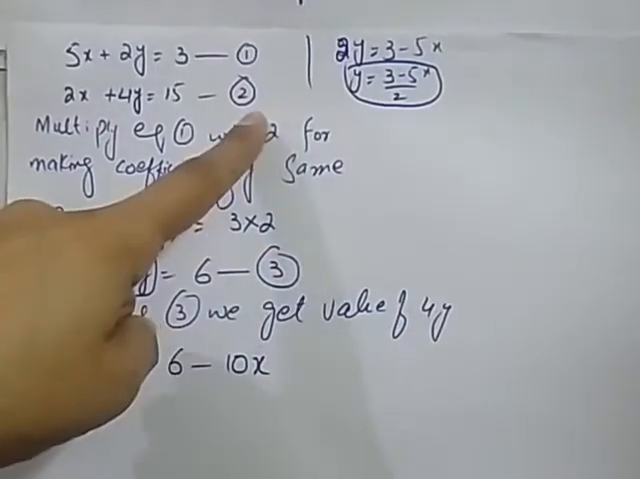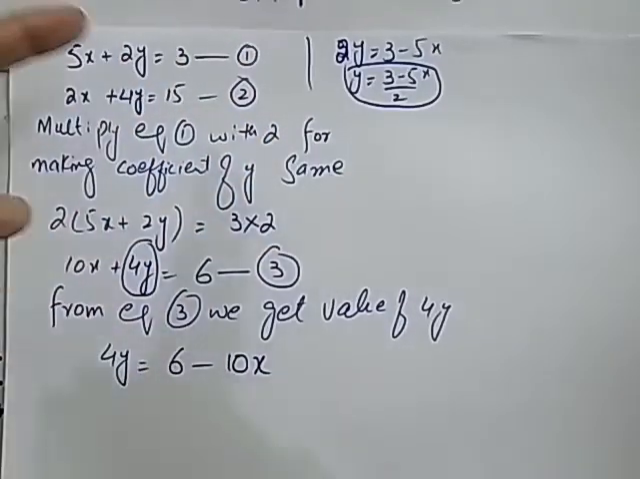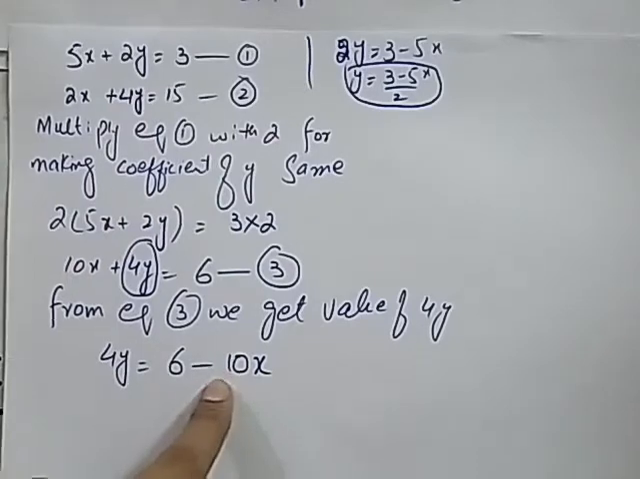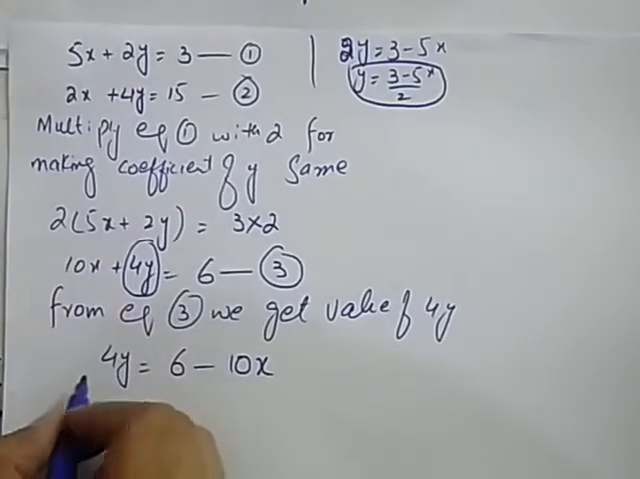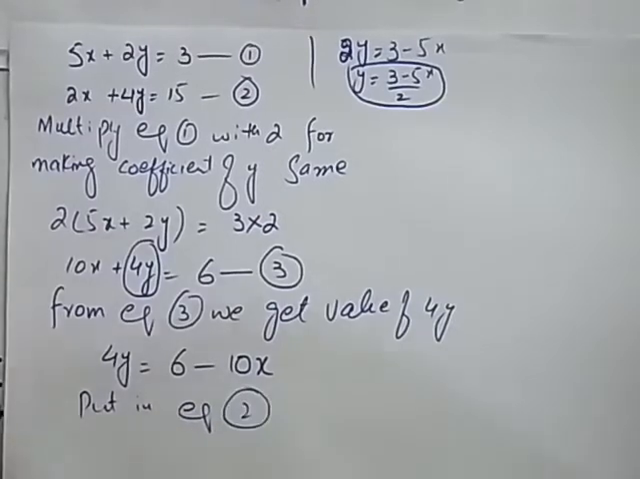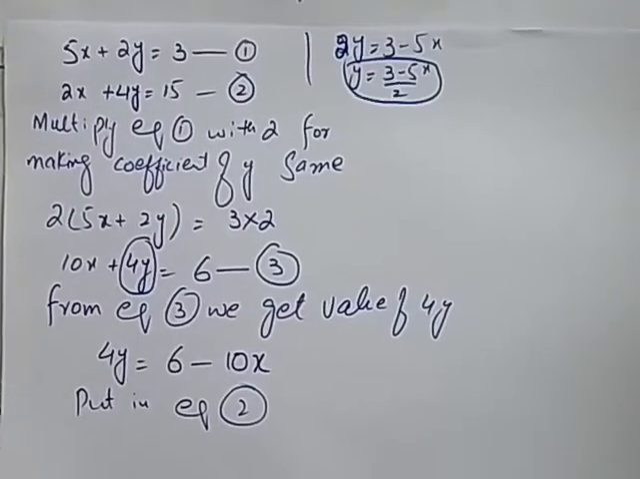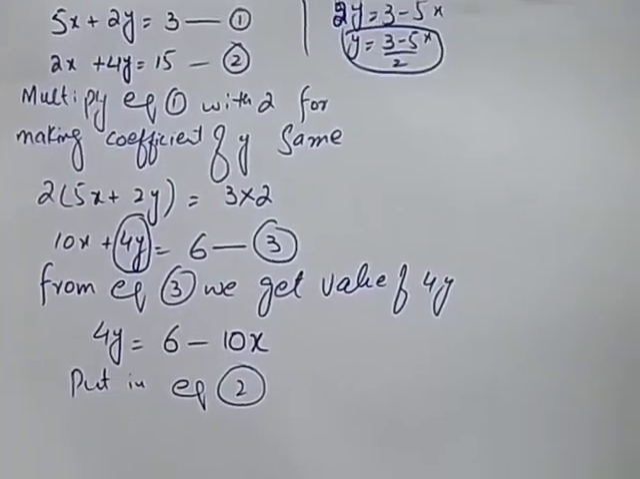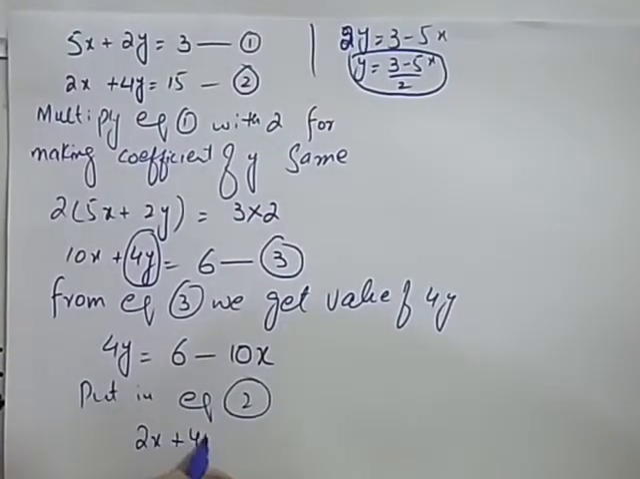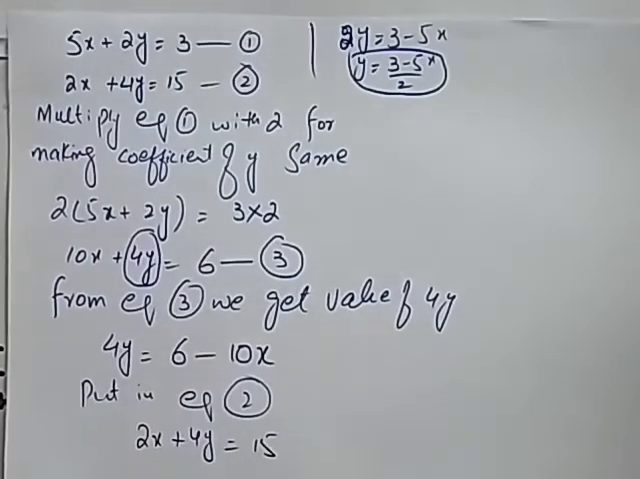Now I have to put this in equation number 2. You cannot put it in equation number 1, because I took the value of 4y and in equation 1 there is no 4y. So I have to replace the value of 4y with 6 minus 10x. How? Let us write equation number 2, and put it in equation number 2. First of all I have to write equation number 2. What is equation number 2? That is 2x plus 4y is equal to 15.